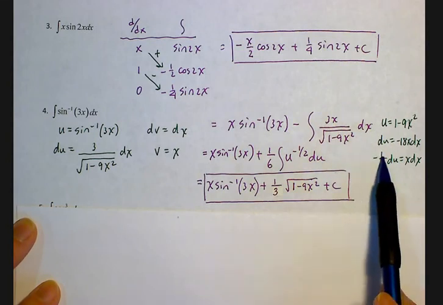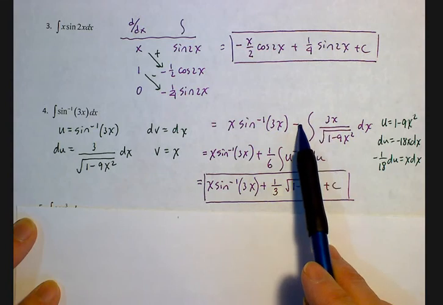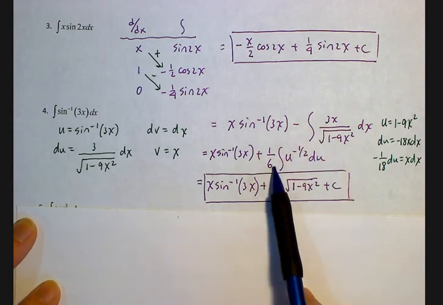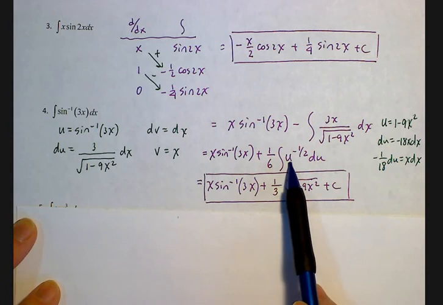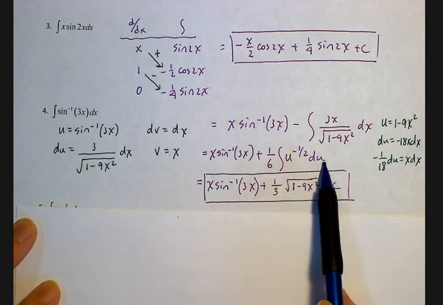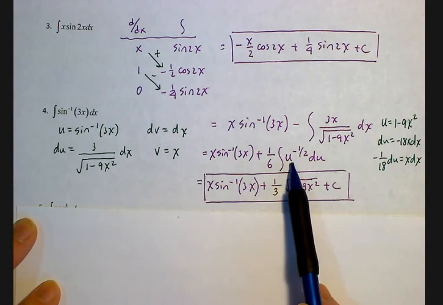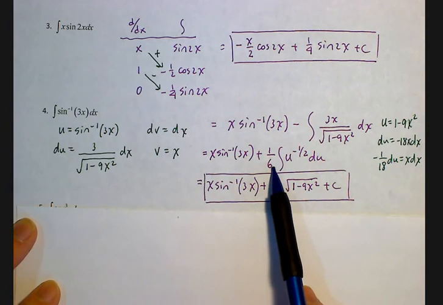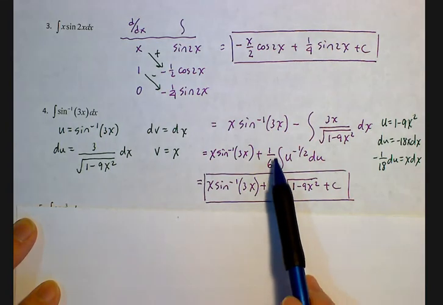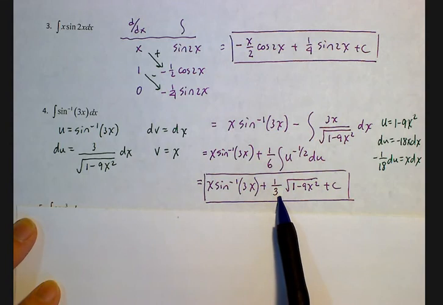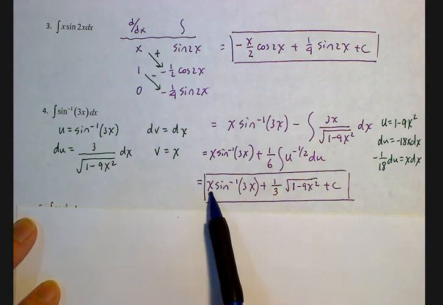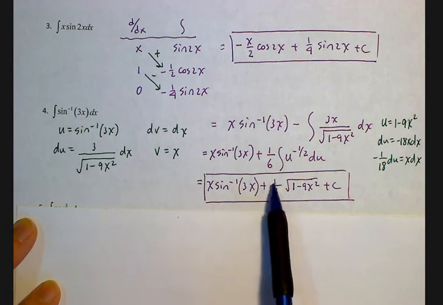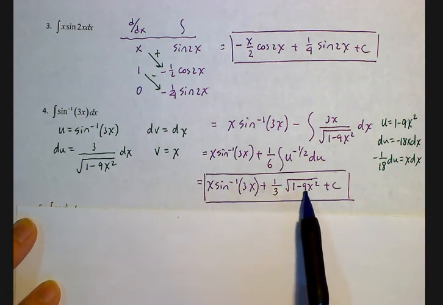And so I take the negative 1 over 18 and multiply it by the negative 3, which gives me a positive 1/6 out in front of the integral. And then you have u to the negative 1/2 power du. So then when I integrate that, you end up with u to the 1/2 power, and then I substituted the u back in and put in 1 minus 9x squared. And it's a 1/6, and then it's going to be divided by a half, which is multiplying by 2, which will give me a 1/3 out in front. So then the final answer is x inverse sine of 3x plus 1/3 square root of 1 minus 9x squared plus c.